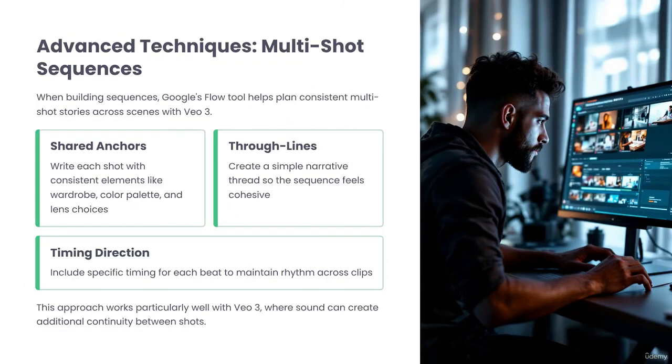If you are building sequences, Google's Flow tool can help you plan consistent multi-shot stories across scenes with Veo 3. Write each shot with shared anchors, wardrobe, palette, lens, and a simple through line so the sequence feels cohesive.